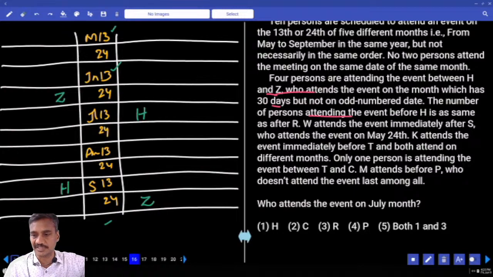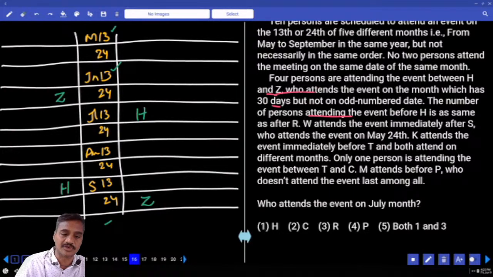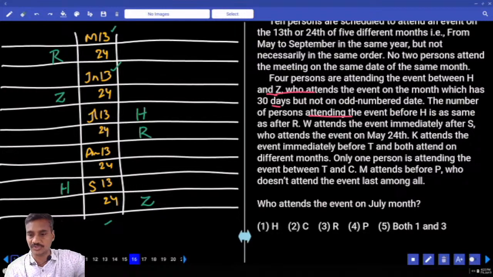The number of persons attending the event before H is the same as after R. Now H is second from the bottom, R is second from the top. Now H is 1, 2, 3, 4, 5, fifth from the top, 1, 2, 3, 4, 5, and R will be adjacent. And H and R are adjacent to each other.